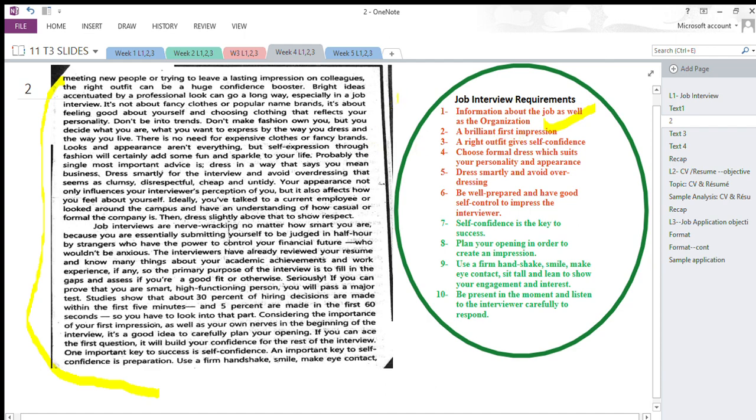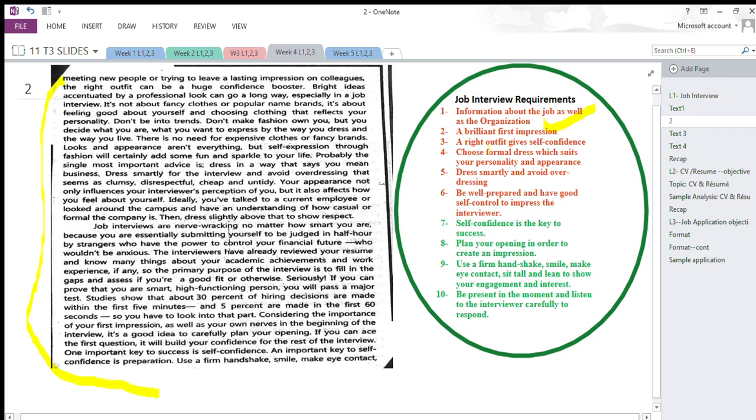Now, when you are going for a job interview, it is very important that you leave an impression. And you know, usually you might have heard, first impression is the last impression, though it is not necessary in all the situations, but usually, most of the time, first impression has the lasting impact, okay? So, you should leave a brilliant first impression, okay?